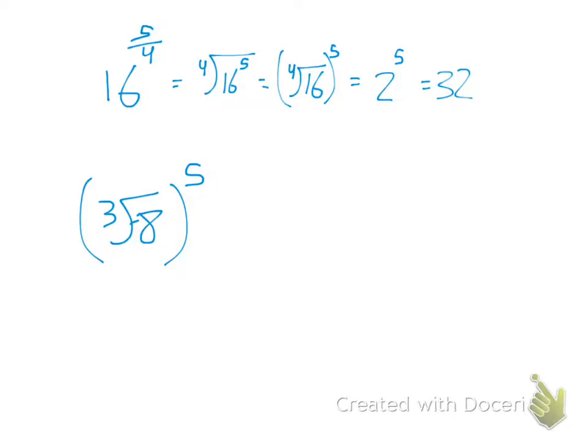Let's evaluate this one. We need to take the cubed root of -8. What's the cubed root of -8? Cubed roots always have an answer, positive or negative. What times itself 3 times is -8? It's -2, to the 5th power. And what's -2 times -2 times -2 times -2 times -2? It's -32. So you've got to be careful. You just have to remember your exponent rules and how to use them.